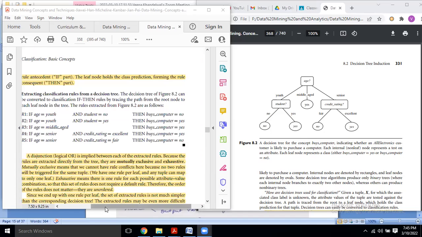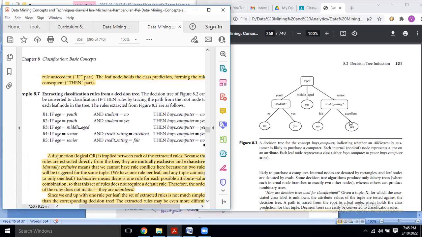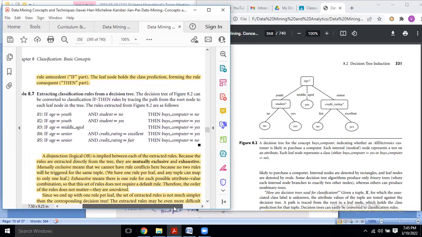Here you can see examples of the rules for this particular decision tree. If age is equal to youth and student is equal to no, then buys computer is equal to no. We have taken this particular branch and written a rule for it. The second rule is age is equal to youth and student is equal to yes, then buys computer is equal to yes. So we have formed two rules. Similarly, if age is equal to middle aged, then buys computer is equal to yes. We have written a rule for this branch.